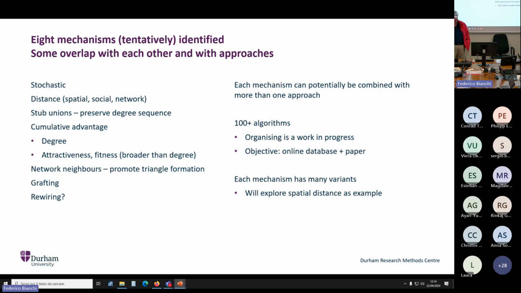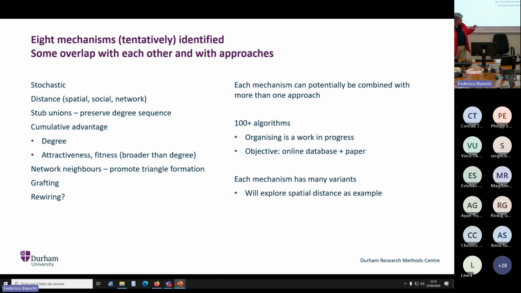there's quite a lot of targeted rewiring, often using some sort of Markov process where you trial the rewire. If it improves the value of whatever property you're trying to get to, you accept it. Otherwise, you reject it. Okay, so each mechanism can be combined so that you can get multiple mechanisms in the one algorithm.